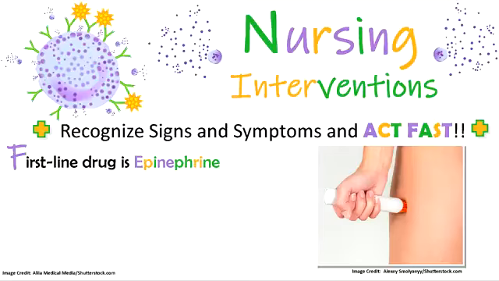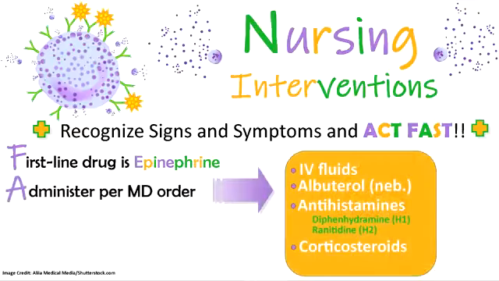This is going to help increase blood pressure. It's going to reduce that swelling that's occurring, and it's also going to cause bronchodilation. And we need this because remember, those airways were narrowing. Next is A for administer per MD order the following drugs.